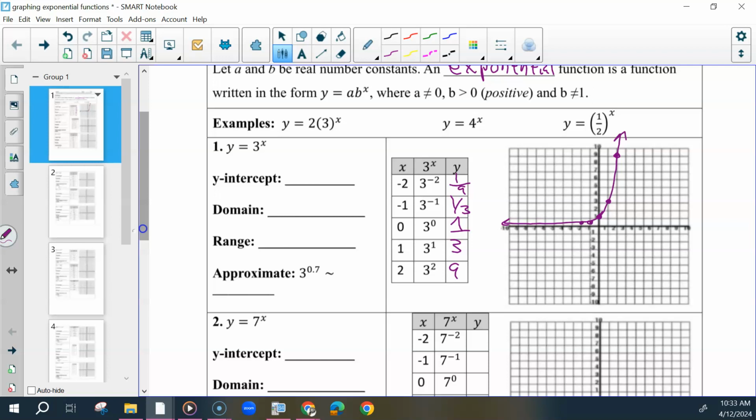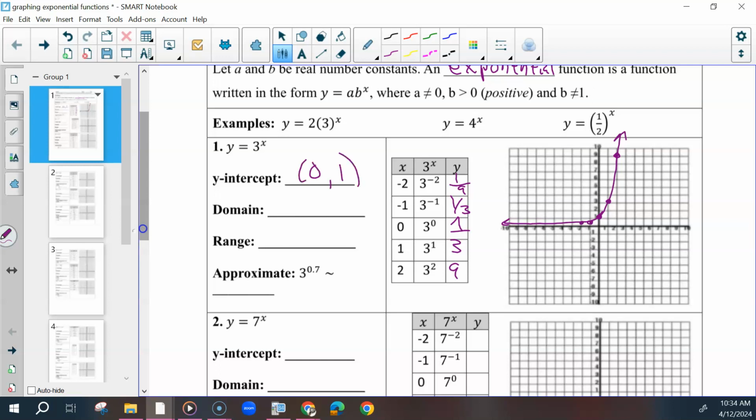Wait, do you have the whole thing or is negative? Graph the whole thing, yes. And then what would the y-intercept of this graph be? 0, 1, right, as an ordered pair.